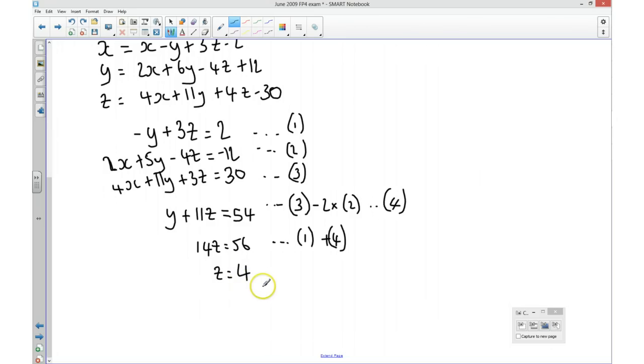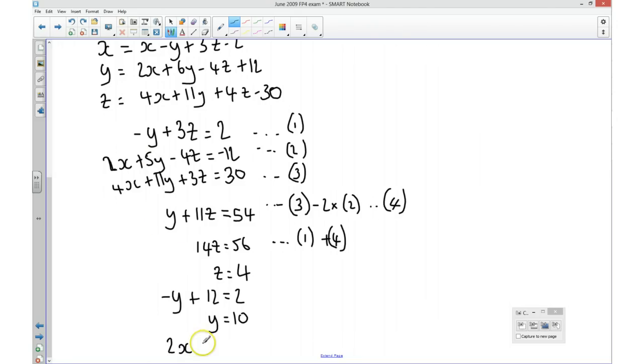Now I've got my solution for z, I can stick it into here, so I've got negative y plus 3z, which is 3 times 4, so 12, is equal to 2. So that tells me that y is going to be equal to 10. And now that I've got y is equal to 10, I'm going to stick that into one of these equations over here. So I think I'll choose that one there.